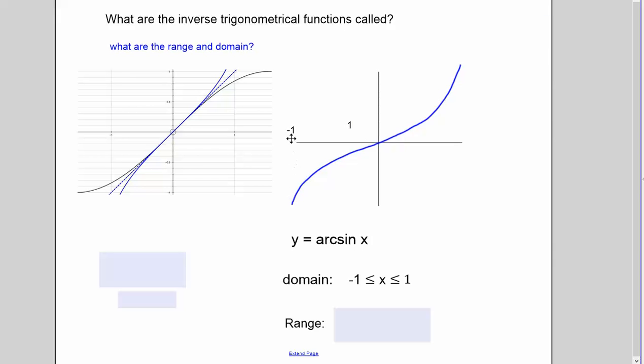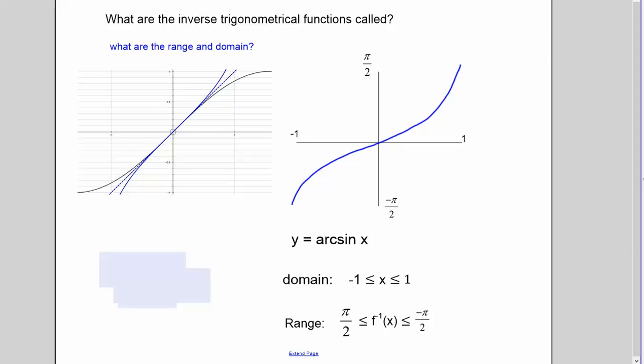So that's our domain, so I'm going to put that in here. So minus 1 to 1, and the domain for our sine function was minus pi over 2 to pi over 2. So the range for our inverse function must be pi over 2 to minus pi over 2. So that's from here to here. So let's put those in. So that's minus pi over 2 up to pi over 2. So that's our inverse sine function, or arc sine.